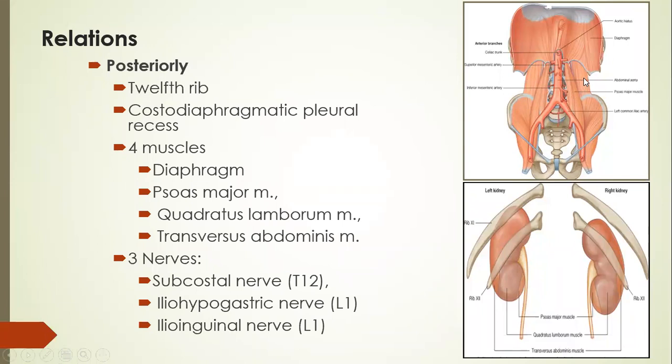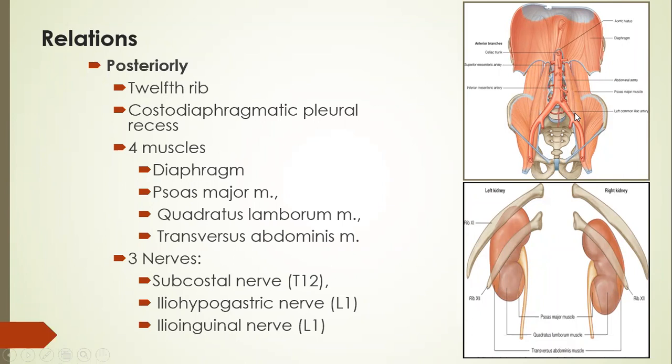Then we have the quadratus lumborum. As you can see, it is on both sides. I'm showing one side, but it is on both sides. Here this is the diaphragm. Here this is the psoas major. Here the quadratus lumborum. And the most lateral will be the transversus abdominis. It has not been shown here. So this is the transversus abdominis muscle. These are the four muscles which form the posterior relation for the kidney.